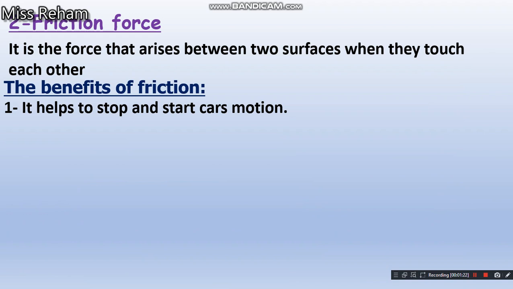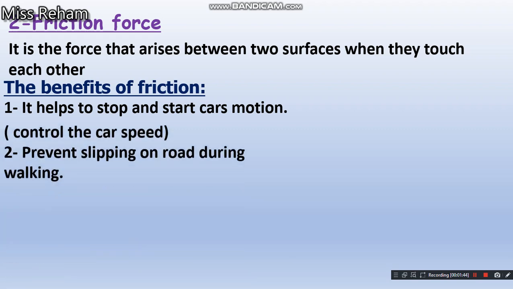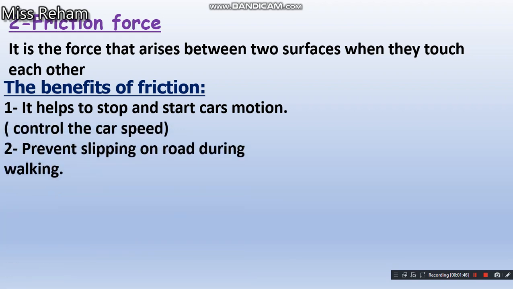Now, friction force has benefits. What are the benefits of friction force? It helps us to control the car movement or the car speed. It helps us to start the motion of the car, or stop the car. This is the first benefit. Number 2, it prevents slipping down during motion or during walking, as there is a friction force between your leg and the ground.